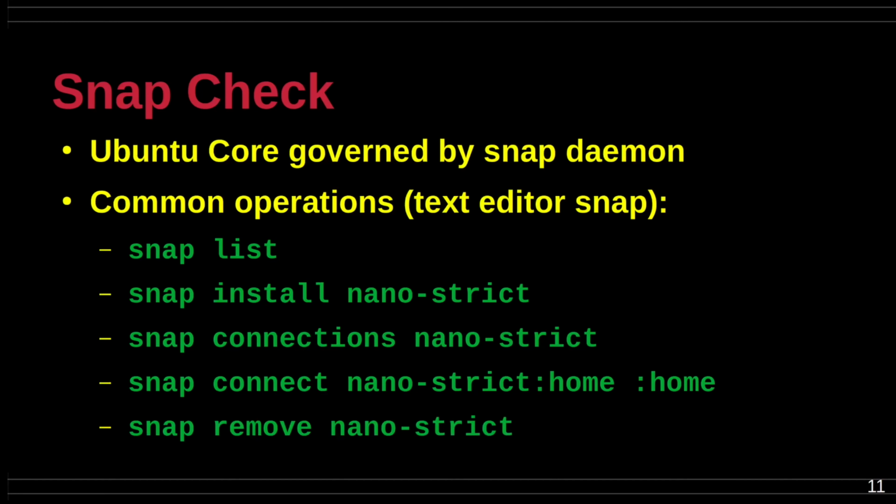The list option for the snap command lists the installed snaps. Nano strict is a strictly confined text editor. The connections option lists the interfaces for the specified snap, that is, Nano strict in this example. Connecting Nano strict to the home directory will permit files to be saved, that is, written to the home directory. The remove option removes the snap from the system. There is an optional --purge option for the remove operation.